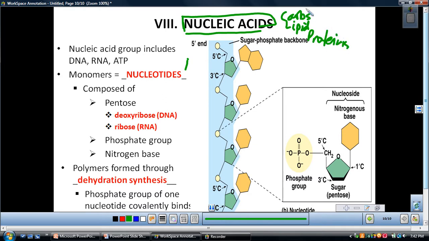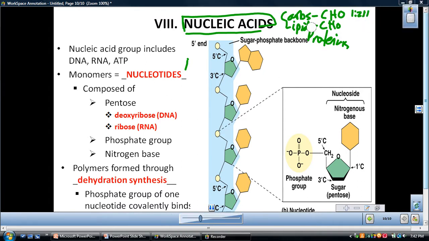If you remember correctly, as far as the elements that each of those contain, carbohydrates contain C, H, and O. Lipids contain C, H, and O, but as far as the ratio, the carb is a 1 to 2 to 1 ratio of carbons to hydrogens to oxygens. Okay, 1 to 2 to 1. Had a little mistake there. Fix that. The lipids do not have a 1 to 2 to 1 ratio. Remember, it's much greater than that.